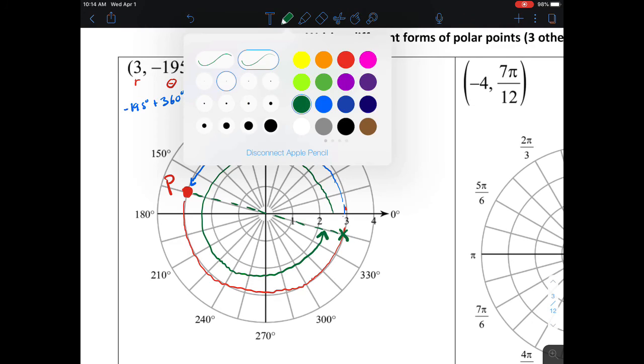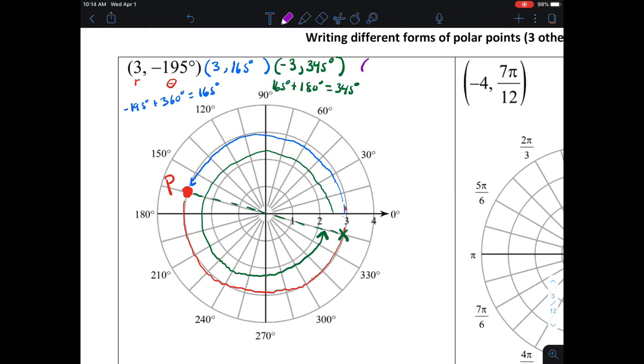Now, lastly, we want a negative radius and a negative angle. Well, the negative angle means we're going to rotate clockwise to get there, which means that I would only rotate negative 15 degrees. And once I had that 345 degrees, all I had to do was take 345 and subtract a revolution from it, and that gives me 15 degrees. There's a way to do it by hand, and there's a way to do it by looking at it graphically.